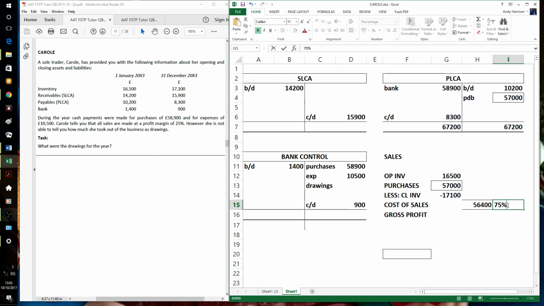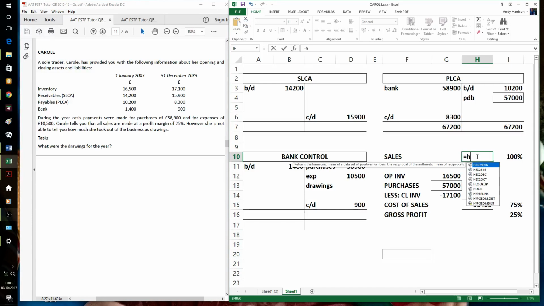If that means 75% cost of sales, 25% gross profit, so profit margin doesn't say gross, we assume it is the gross profit margin, 25%, and our sales 100%. If it was a markup question, cost of sales would be 100%, sales will be 100% plus our markup. But now we can work that one out. So equals H15, take our cost of goods sold, divide by 75 times 100, and there's our sales figure, important figure.